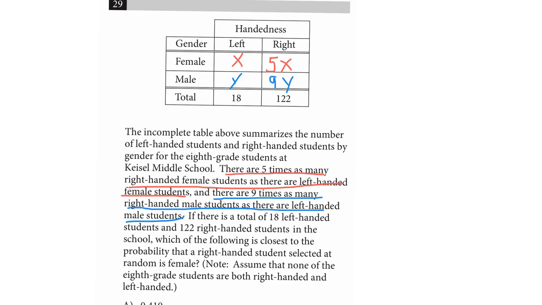In the school, which of the following is closest to the probability that a right-handed student selected at random is female? So they're pulling from the right-handed students. So they're pulling from this column. They want to know what's the probability that a right-handed student selected at random is female. Note, assume that none of the 8th grade students are both right-handed and left-handed. Okay, well, yeah, obviously. So, let's see.